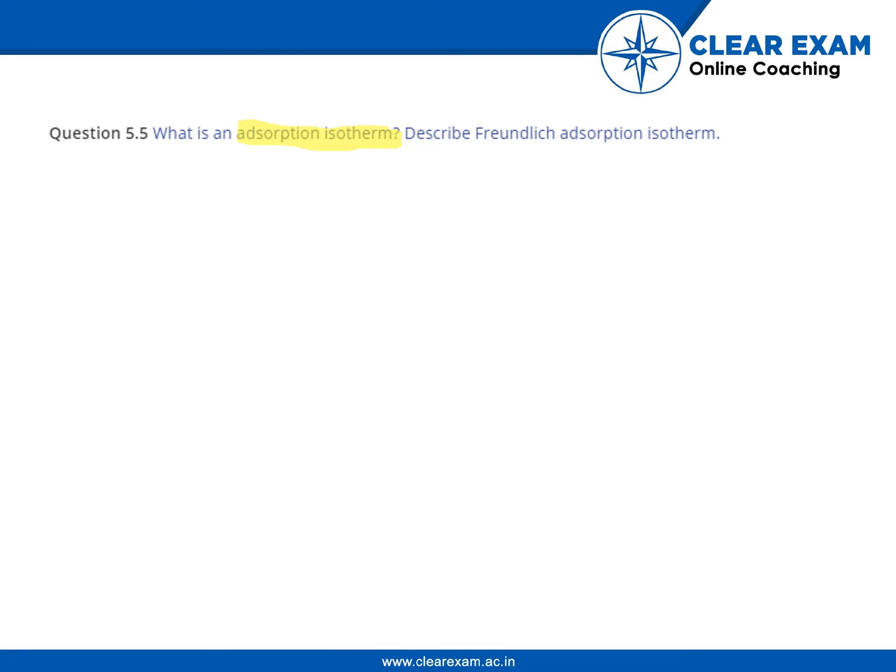First of all, adsorption is a surface phenomenon, in which the molecules or substances get accumulated on the surface of the adsorbent rather than in the bulk of the adsorbent. Okay. And what is isotherm? Isotherm is a term in which the temperature remains constant.